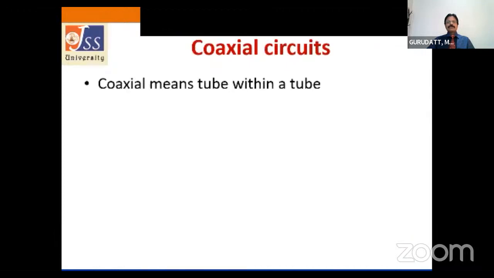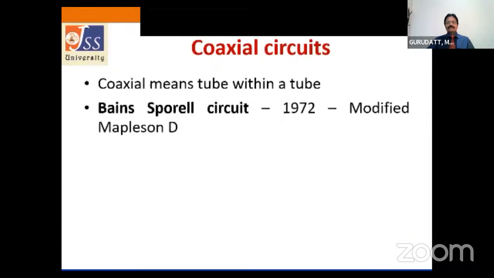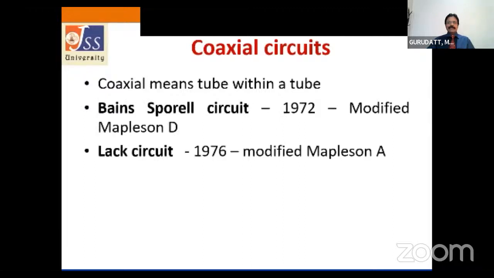Coaxial means a tube within a tube. The Bain circuit was introduced in 1970, a modified Mapleson D, and the Lack circuit was introduced in 1976 by Alistair Lack. It is a modification of Mapleson A. So why was this Lack circuit required? Because in those days, many patients used to be left on spontaneous ventilation. We know that the Mapleson D circuits, including Bain's circuits, may not be ideal for spontaneous ventilation. That's the reason why Lack thought that a modification of the Mapleson A was required.